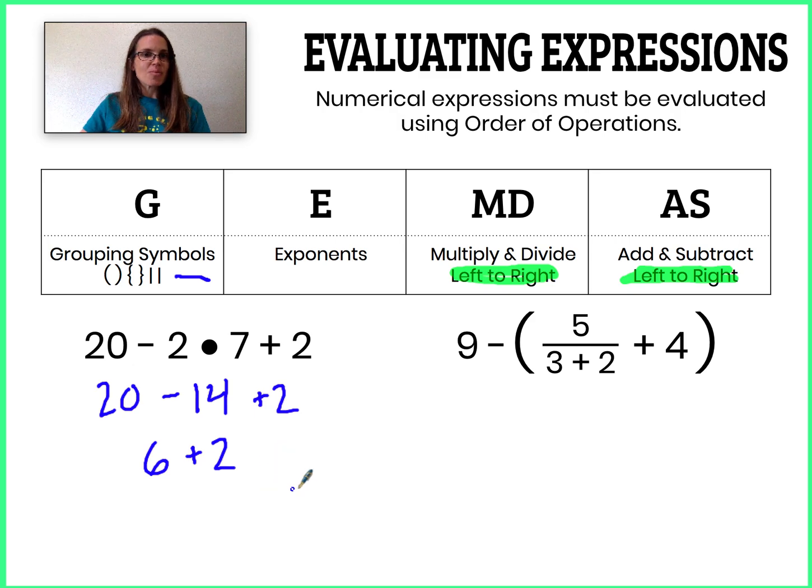So the next thing we write on our paper is 6 plus 2. The last step here is to just evaluate 6 plus 2. 6 plus 2 is 8, and that is my final answer. My evaluated expression, 20 minus 2 times 7 plus 2 is 8.